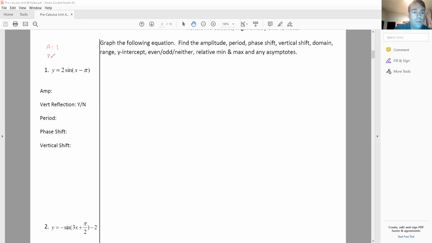B, that's 1. C is pi. And D is 0, since I don't have one. And again, this comes from the idea that y equals A times sine of B times x minus c plus d.